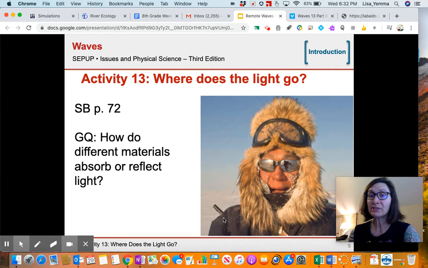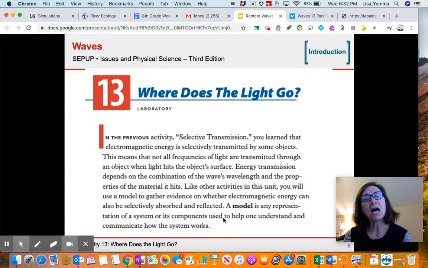Activity 13, Where Does the Light Go? We are going to explore through our virtual lab how different materials absorb or reflect light. In the previous activity, Selective Transmission, you learned that electromagnetic energy is selectively transmitted by some objects. This means that not all frequencies of light are transmitted through an object when the light hits the object's surface. Energy transmission depends on the combination of the wave's wavelength and the property of the material it hits.